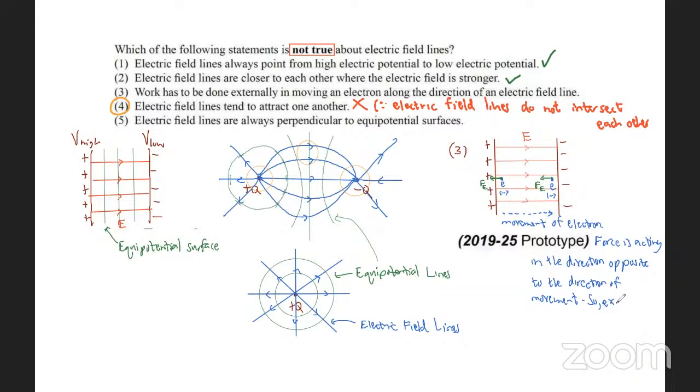When do you have to do external work, people? When the force and direction of movement are opposite to each other. But if the direction of force and movement are in the same direction, work will be done by the field. We don't have to do anything. Is that understood? So that's why that statement is correct. If the direction of movement and the force are in the same direction, you don't have to do external work. It will happen automatically. Work will be done by the field.